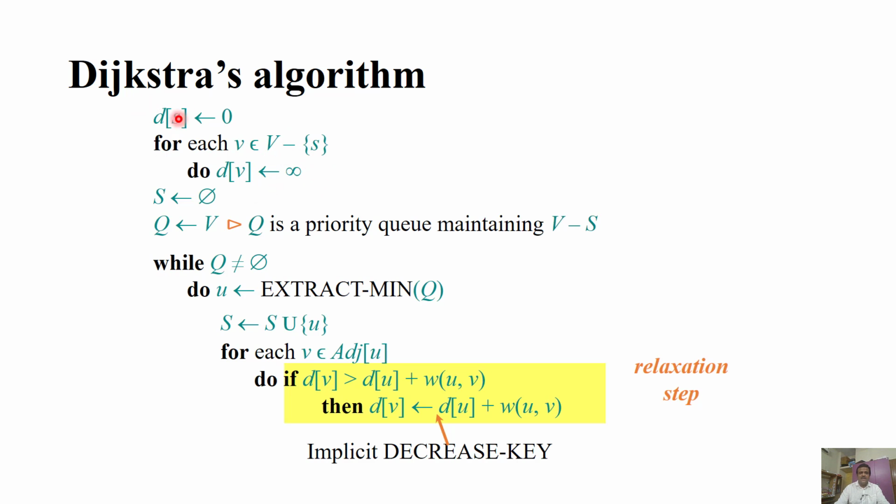So, this is the initialization step, and we initialize capital S to be empty, and we put all the vertices in the priority queue, which is Q.